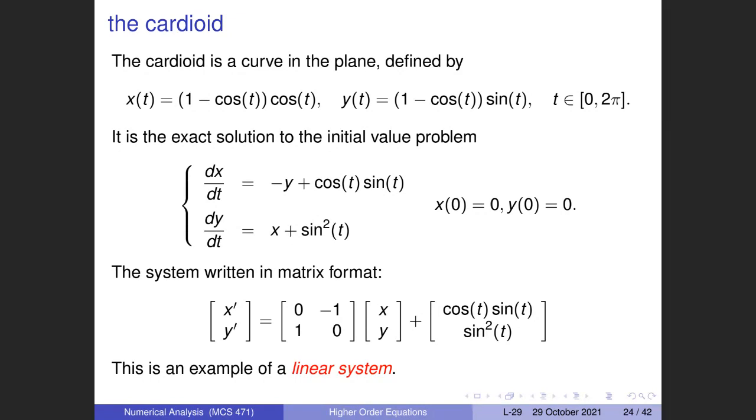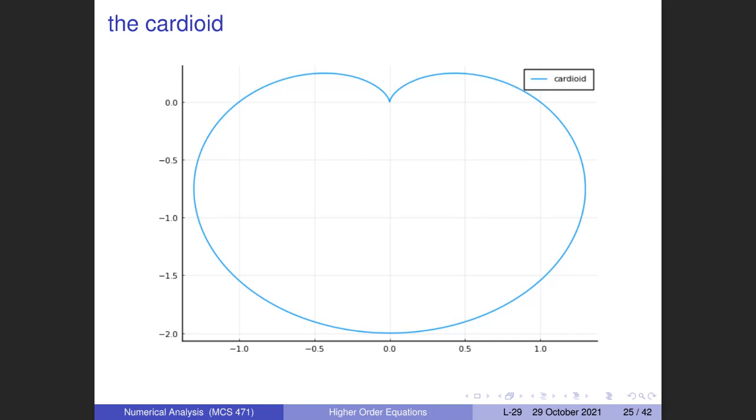It's called a cardioid, and you will see immediately in the picture why that is. This is an example of a linear system. It's also a perfectly periodic system. The time t ranges between 0 and 2 pi. So you can run your numerical solver on this. This is a very nice test problem. Here you see the picture of the cardioid.